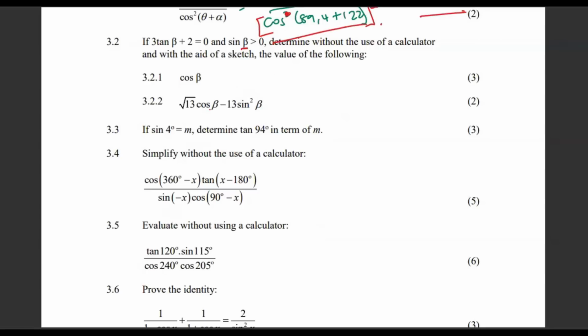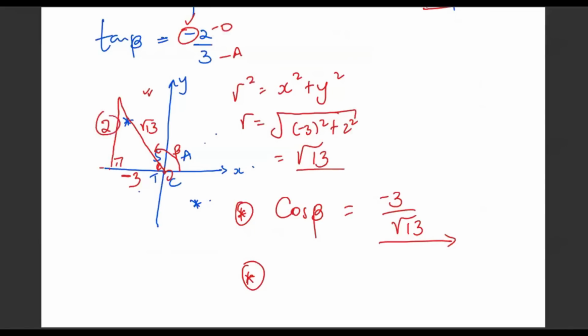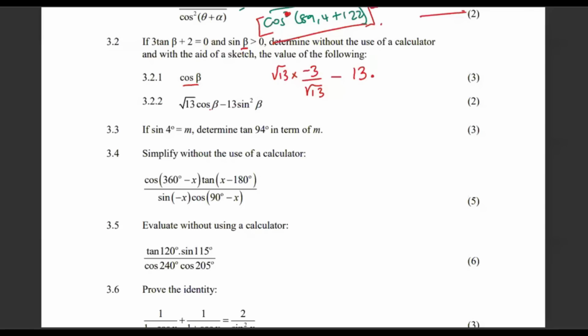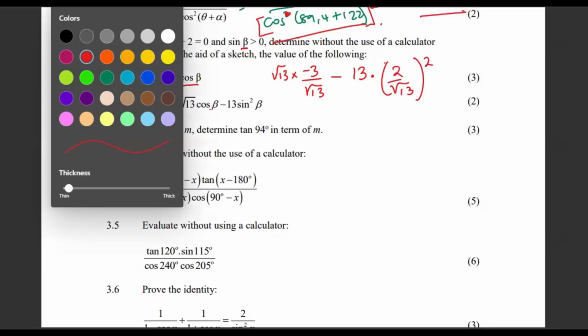So this is going to be root 13 multiplied by the cos. Remember, cos, we said it's negative 3 over root 13. We are subtracting 13 times the sine. Now, sine is the opposite, which is 2 over root 13. Okay, we're going to have 2 over root 13, and this is squared. So let's simplify that.